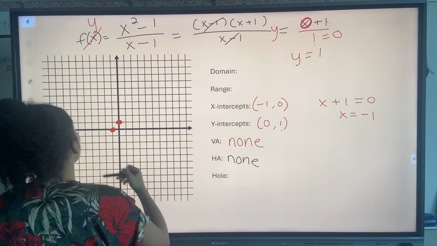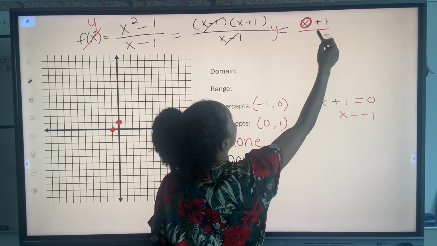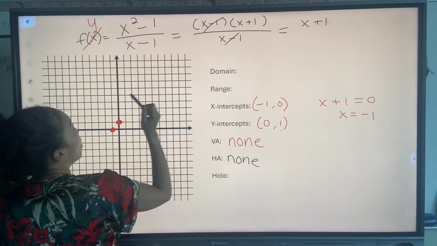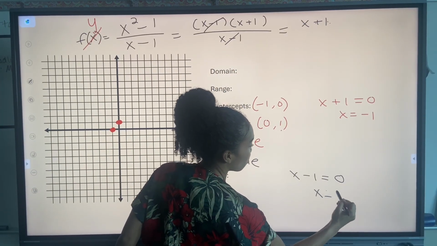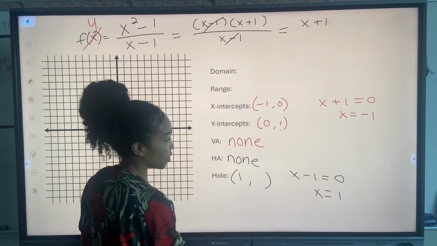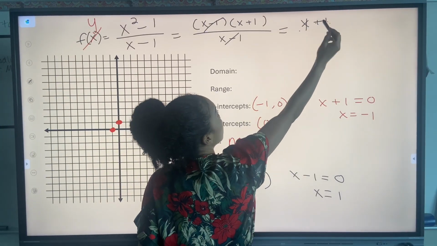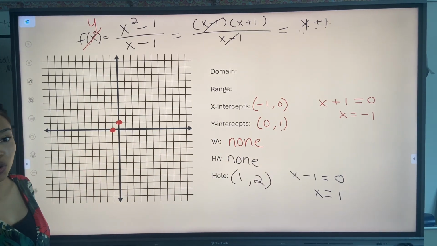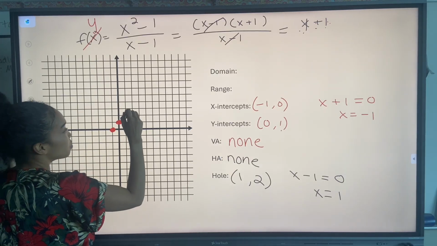Did we cancel anything out? Yes, so we do have a hole. Okay, so for my hole, we have x minus 1. Set it equal to 0 and solve. You get 1 for the x value. Plug 1 into here. 1 plus 1, you get 2. Go ahead and plot your hole. So (1, 2) is right there.